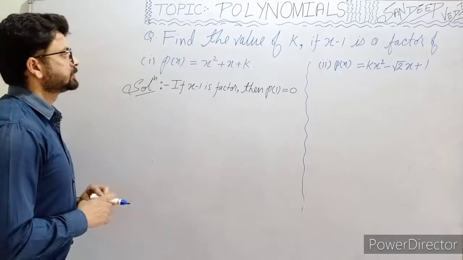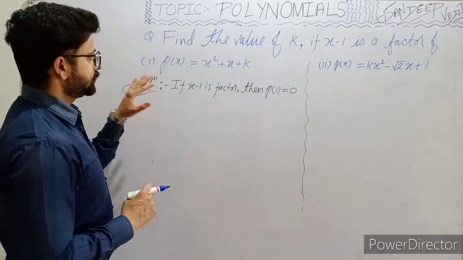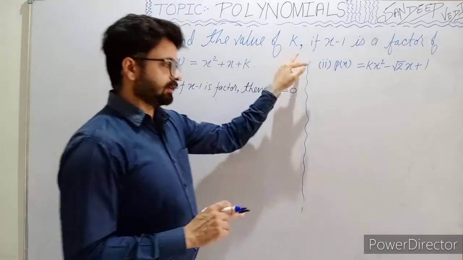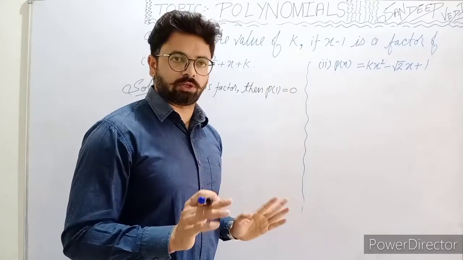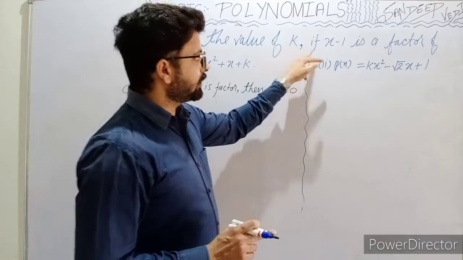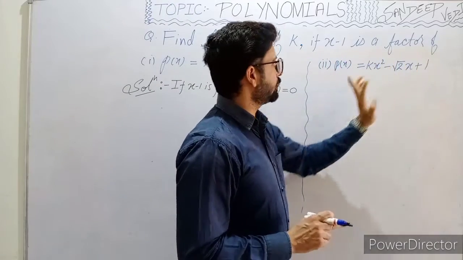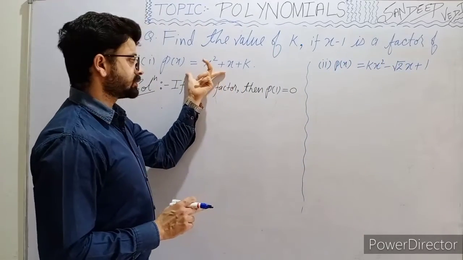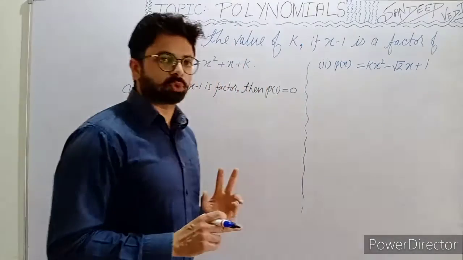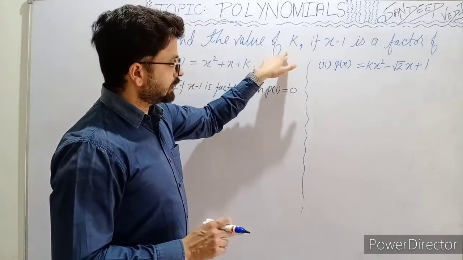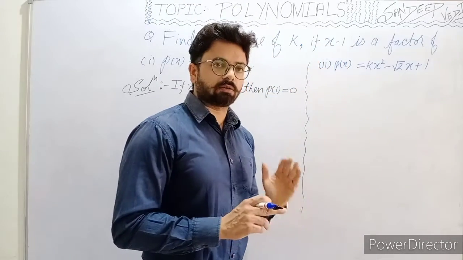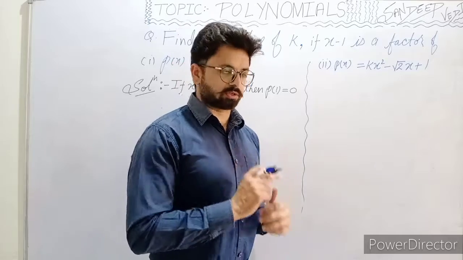So today we will discuss the first thing. Whenever the question comes, find the value of k. K means any unknown value. Find the value of any unknown. If x minus 1 is a factor of this polynomial, that is the first question, and the second question, I will explain these two questions. Here it can be any unknown and here any factor, but according to the question.